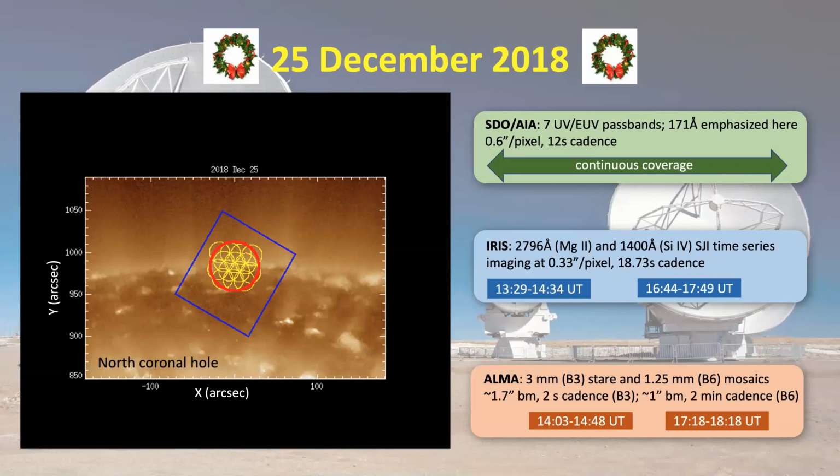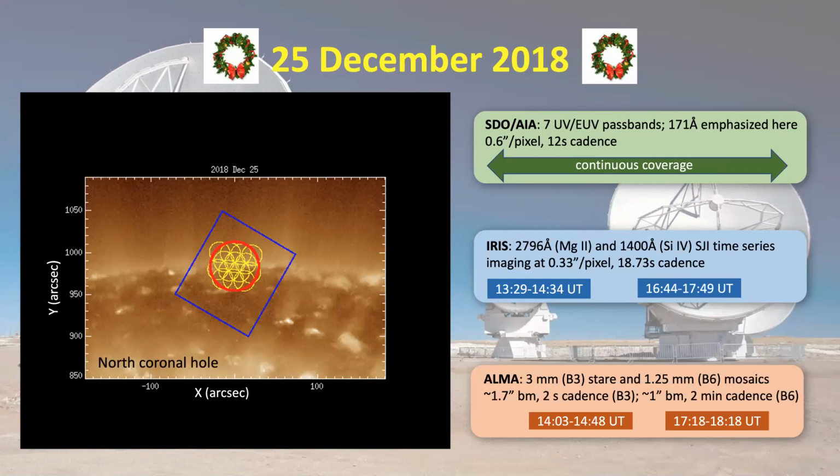The blue box indicates the IRIS field of view. It had a roll angle of about 30 degrees at the time. The red circle indicates the field of view for 3 millimeters. It's about an arc minute. And we observed in a sit and stare mode.